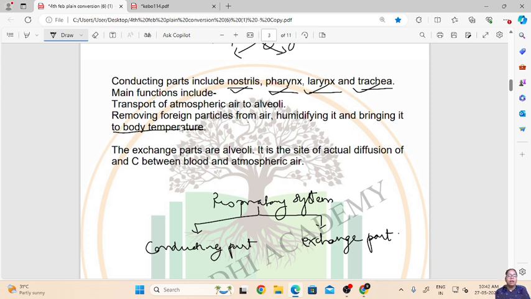And the second part, which is the exchange part of the respiratory system, that is the alveoli, is the site of actual diffusion of gases between blood and the atmospheric air. So this is how the respiratory system is divided into two parts, the conducting part and the exchange part. The conducting part includes nostrils, pharynx, larynx, trachea, and the exchange part includes the alveoli.